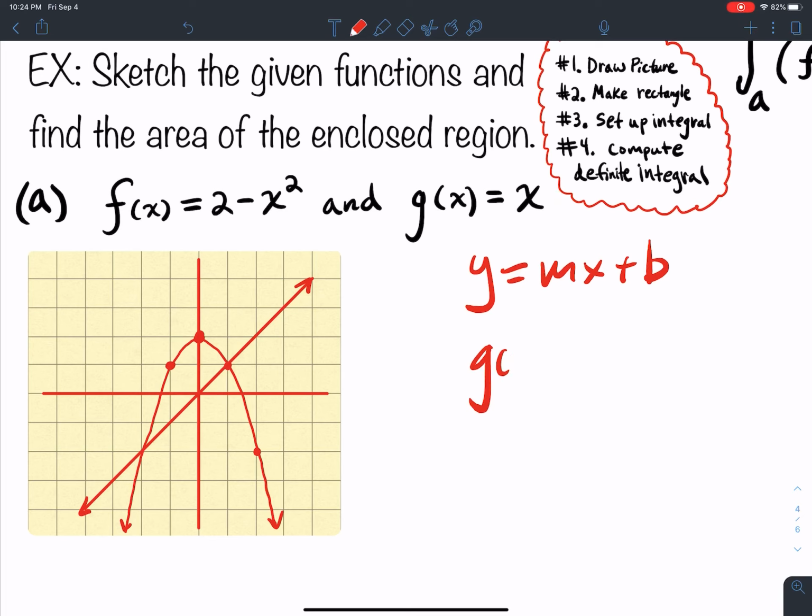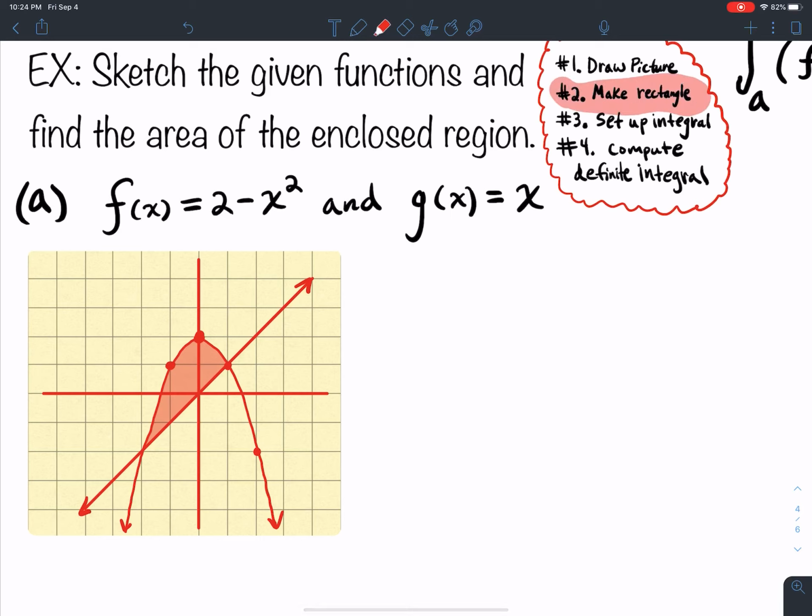So once I have my picture drawn, now I have an idea of where the enclosed area is. It's that shaded region right there. I need to make an arbitrary rectangle at this point. To do that, I need to know what my top function is and what my bottom function is. Once I know those, I can figure out top minus bottom with my arbitrary rectangle.